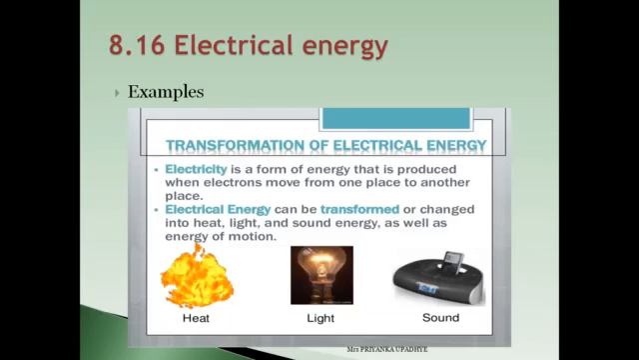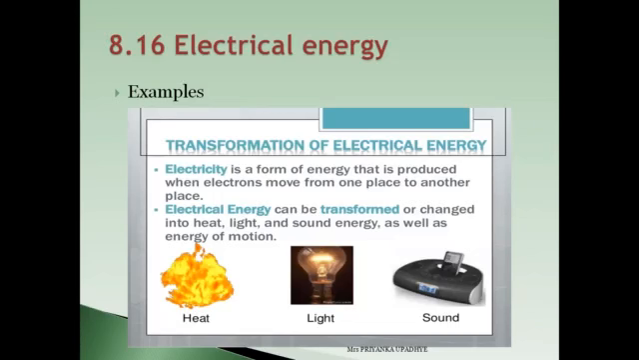By the law of conservation of energy, we know that energy can neither be created nor destroyed. We can only transform one form of energy into another form. Usually, when we start a fan at home, we are converting electrical energy into mechanical energy.